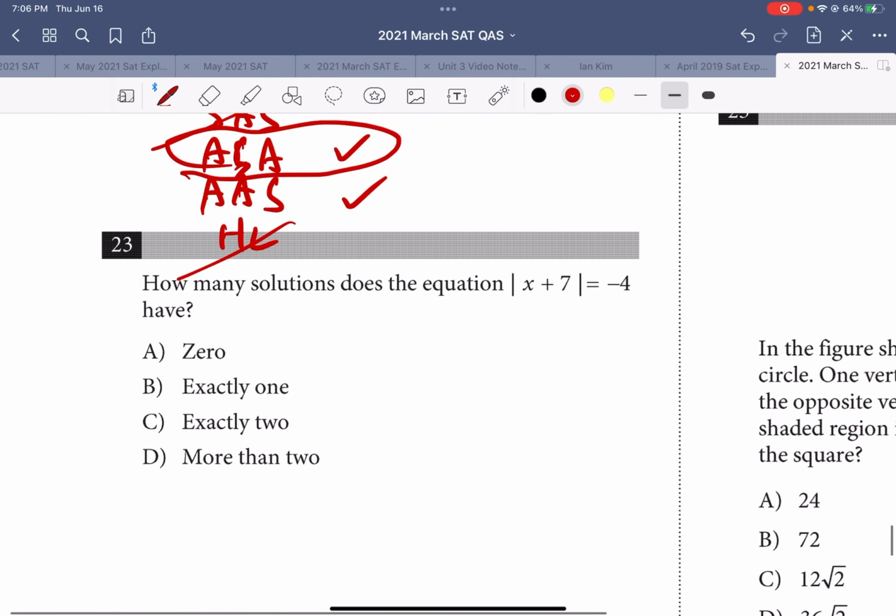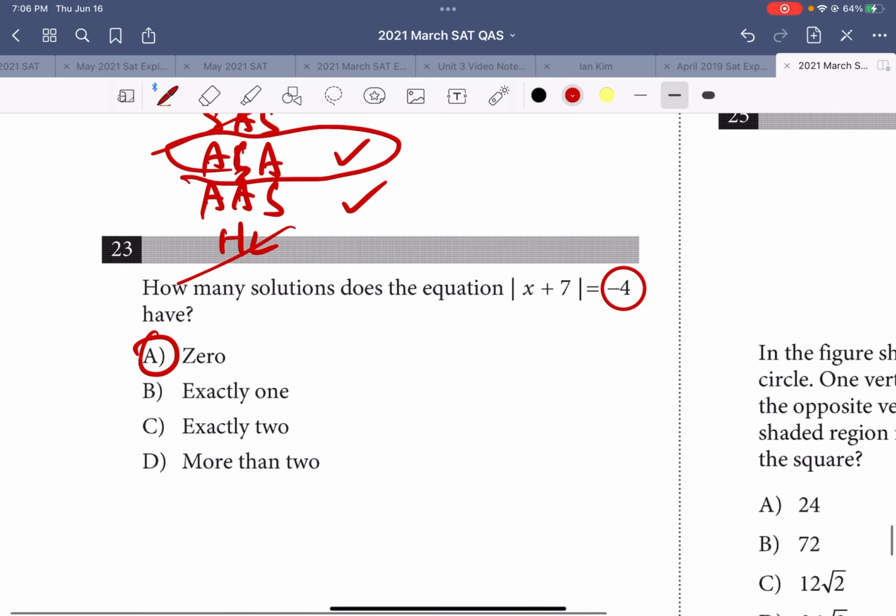Number 23, how many solutions are there? So think about it. An absolute value equal to a negative is not possible, right? So no solution, so 0. Absolute value cannot be negative 4.